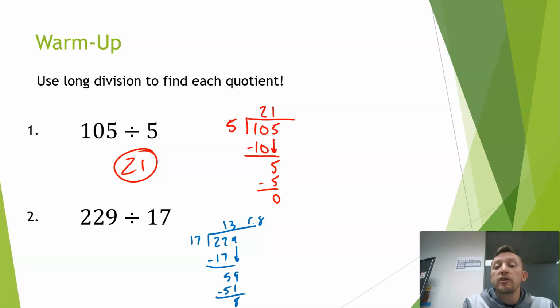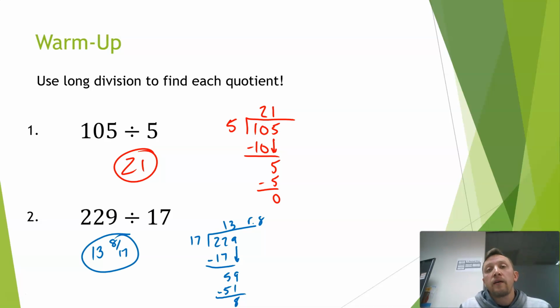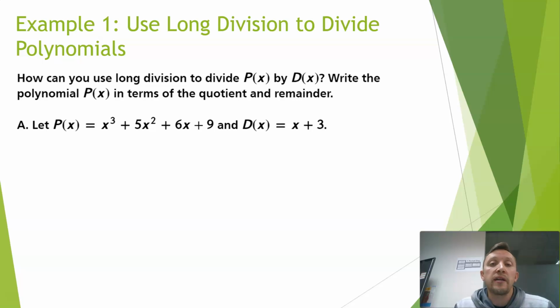So we would say it's 13 with a remainder of 8, or if we write that as a fraction, it would be 13, and then the remainder we write as a fraction of what we were dividing by. So 13 remainder 8 would be 13 and 8/17. If you did not remember how to do that, it's important that you figure it out, because that is what we're doing for this lesson.